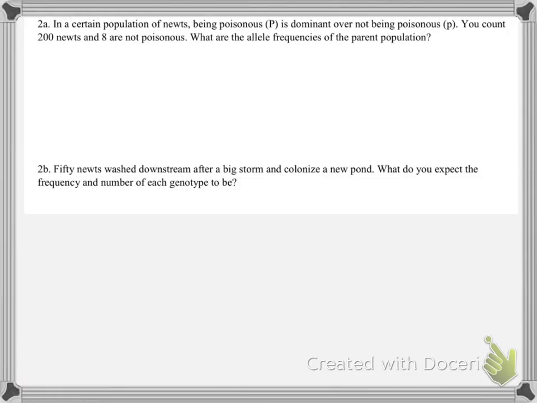So again, what am I looking for? I'm looking for allele frequencies. So I'm looking for P and Q. Q is going to be non-poisonous. P is going to be poisonous. But what am I given? I'm given individuals. So remember, this 200 is both P squared and 2PQ. This 8 is just Q squared. So again, I need to start with Q squared in order to figure out the rest of the information.